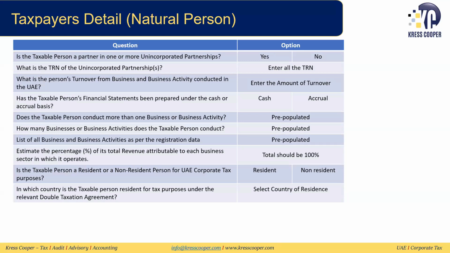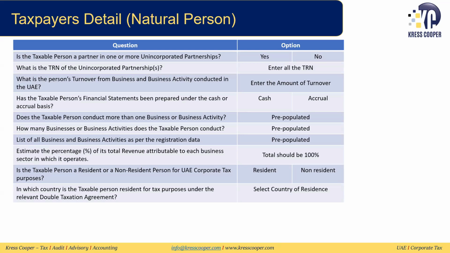Then the next question is, has the taxable person's financial statement been prepared under the cash or accrual basis? Under the corporate tax law, if the turnover of a person is under 3 million, they have the option to go for either the cash basis or the accrual basis of accounting for preparing the financial statement. So if you have entered an amount in the preceding question which is less than 3 million, only then will this question pop up. If, for example, you've entered the turnover as 4 million or 5 million, this question will not pop up for you.